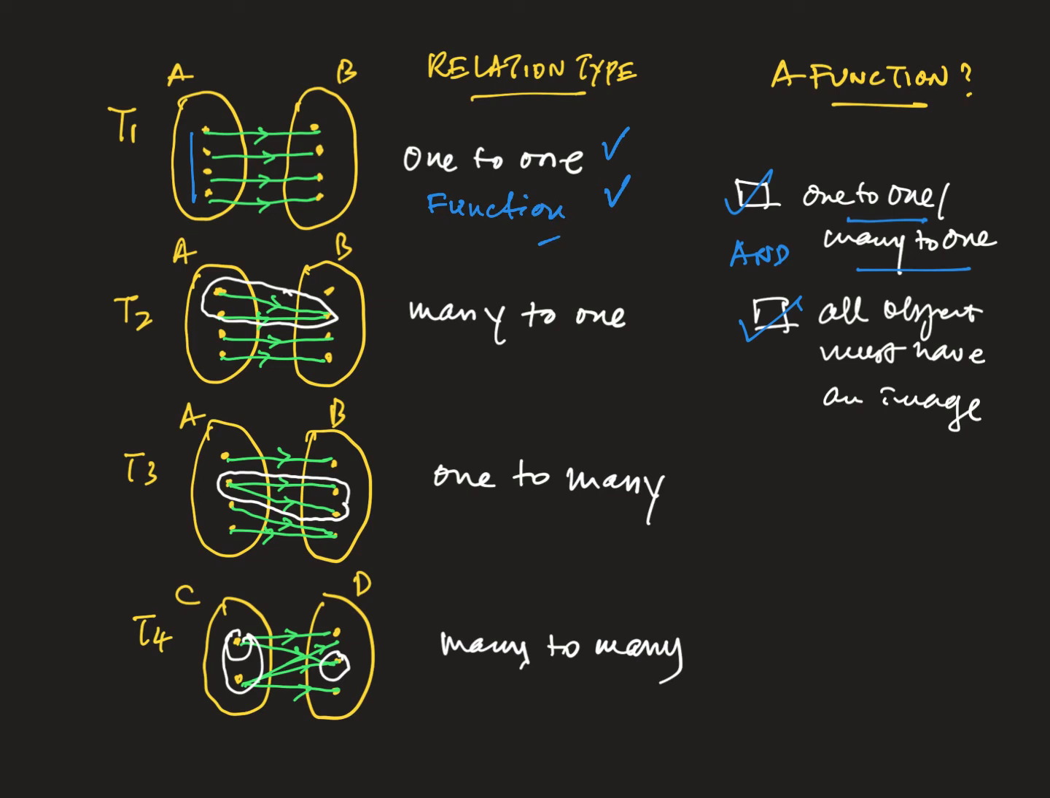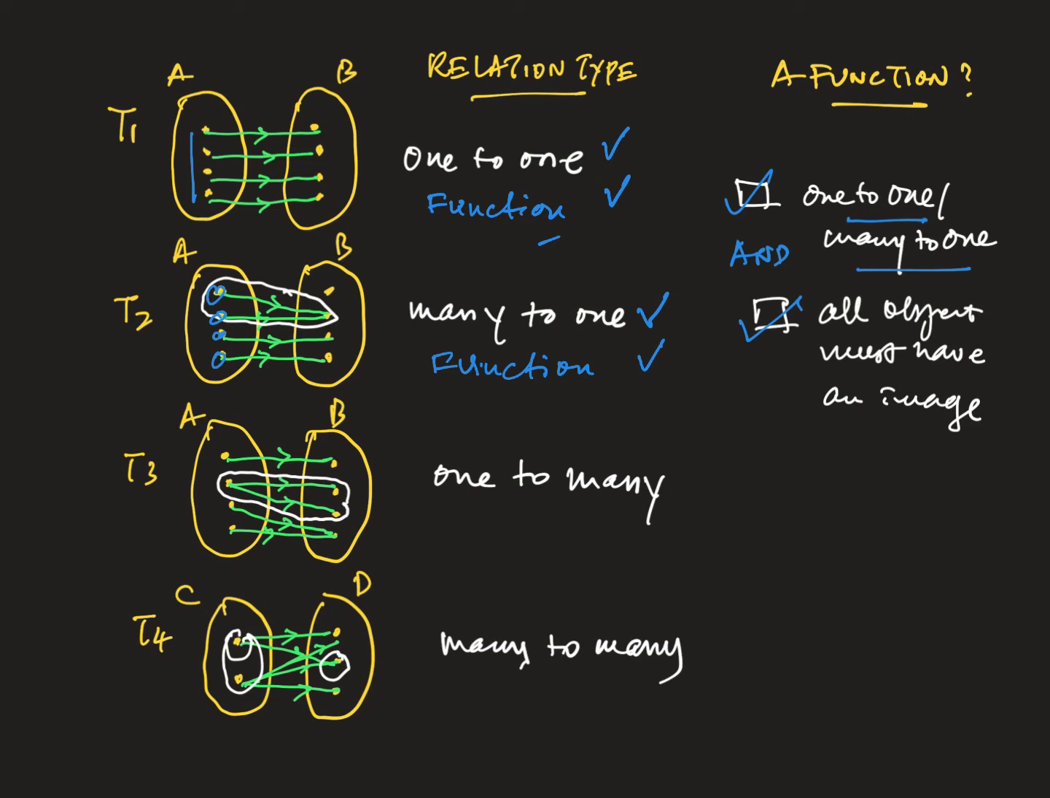Now we look at the second one. In the second one, the first condition is 1 to 1 or many to 1. You can see here this is many to 1. So the first condition is fulfilled, and the second condition is all objects must have an image. You see here all the objects have an image, so the second condition is also fulfilled. So we can say this relation is a function.